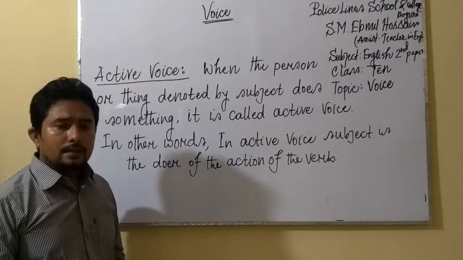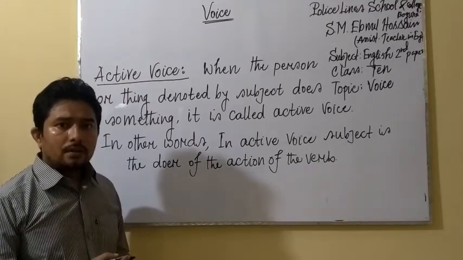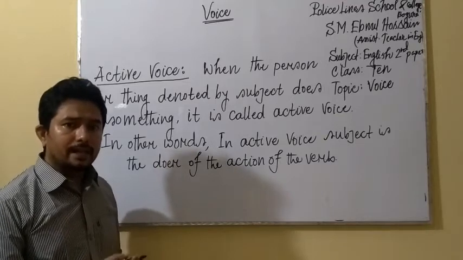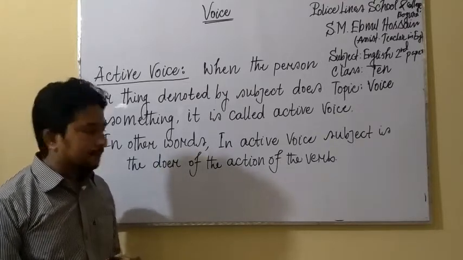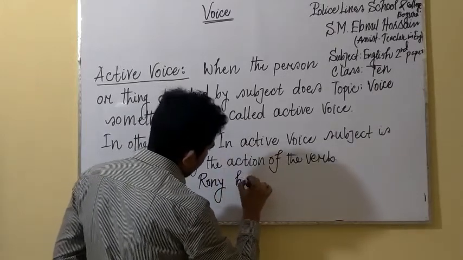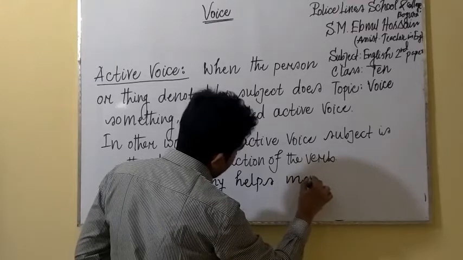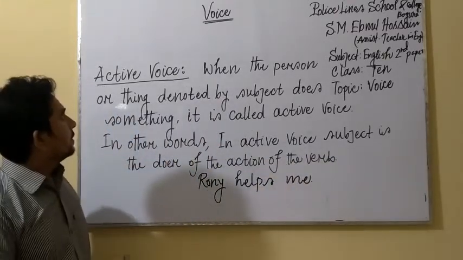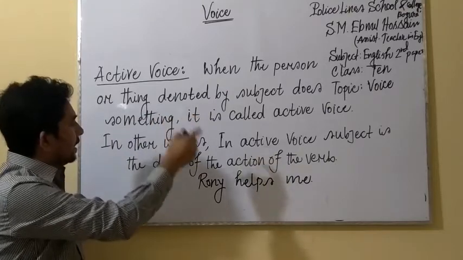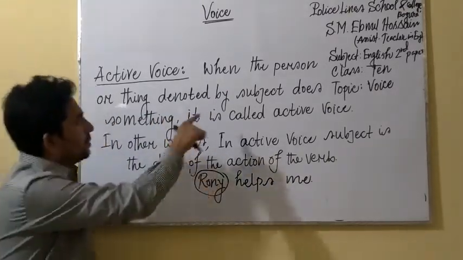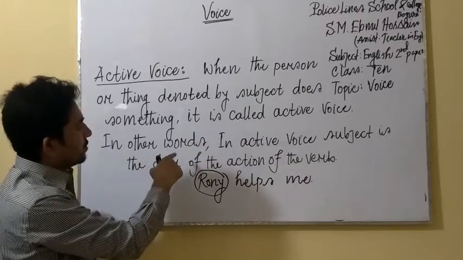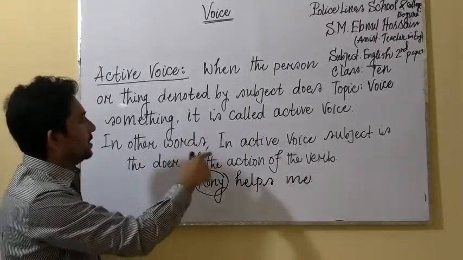We already stated the sentence, Ronnie helps me. Now I am going to write down the example again. Ronnie helps me. Notice the definition of active voice. When the person or thing denoted by the subject, here the person Ronnie, does something, it is called active voice. Or in other words, in active voice, subject is the doer of the action of the verb.